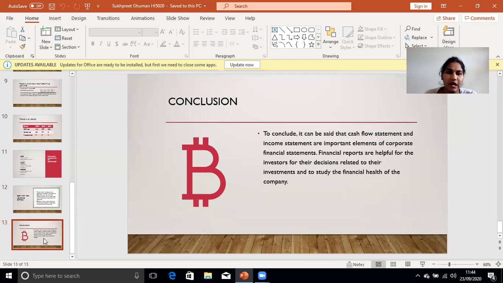And my last slide will show the conclusion. The conclusion is that it can be said that cash flow statement and income statement are the important elements of the corporate financial statement. Financial reports are helpful for the investors for their decisions related to their investment and to study the financial health of the company.